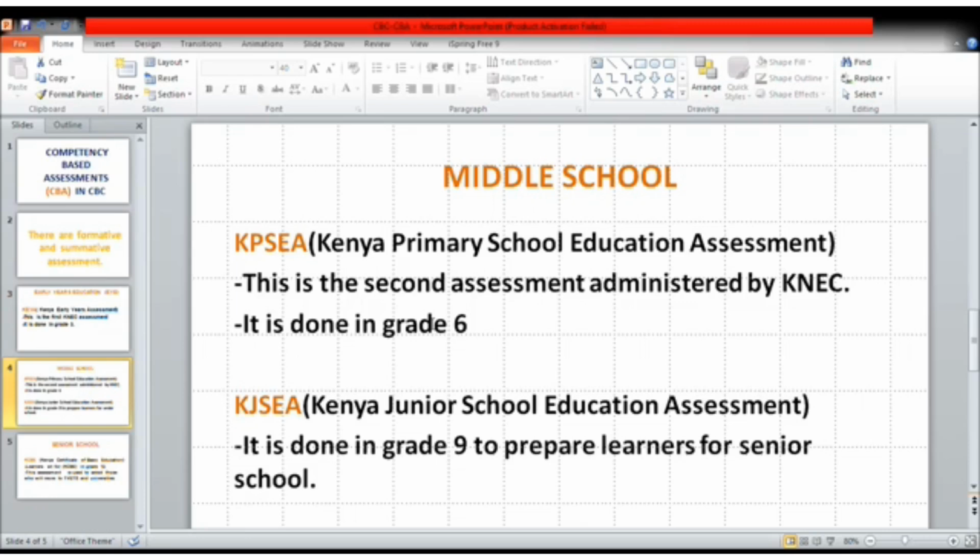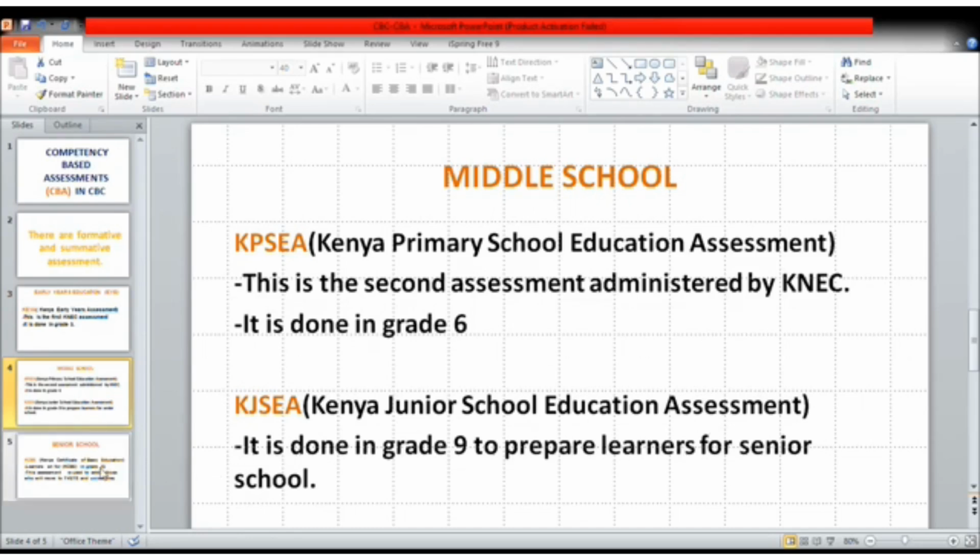After grade 6, they proceed to junior school. And in junior school, at the end of the 9th grade, they still sit for another assessment, that is KJSEA, which stands for Kenya Junior School Education Assessment.